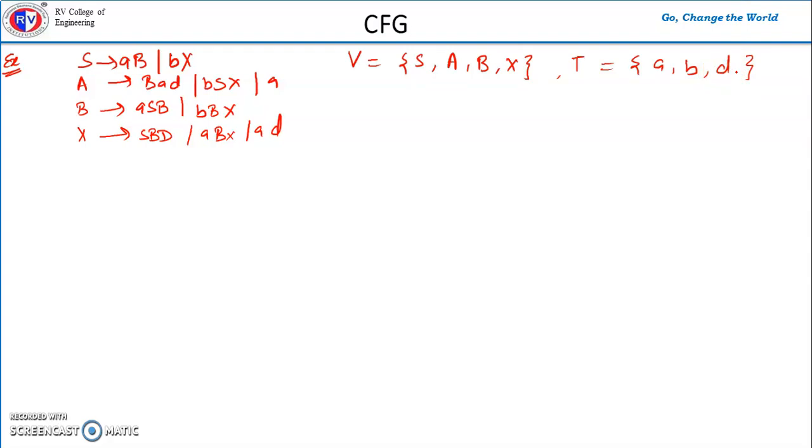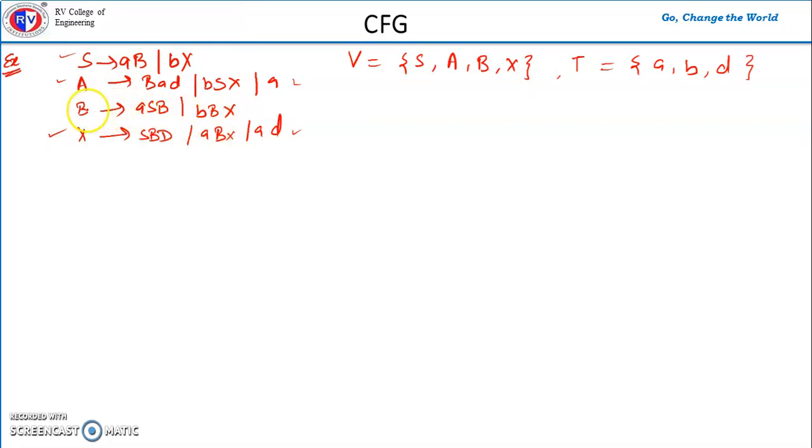Non-generating means the symbol is not generating any terminal. You can see here that A and X directly derive strings of terminals: capital A derives small a, and capital X derives ad. So these two are generating symbols, and once X is generating, S also becomes generating. Why? Because I have S to BX. If I replace X by ad, I get Bad. So S also becomes a generating symbol. So S, A and X are generating.